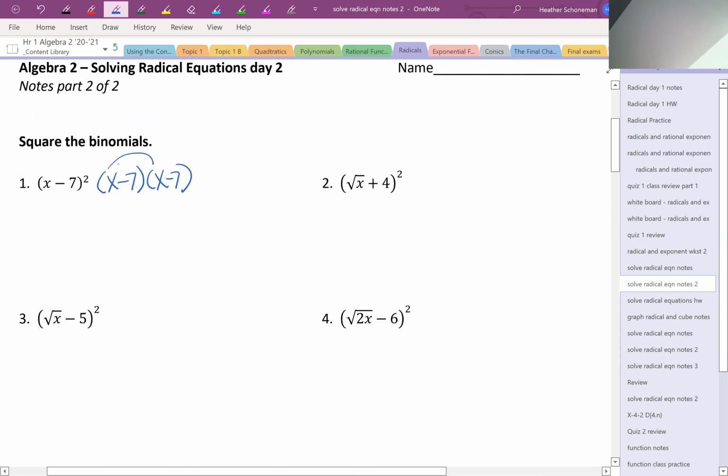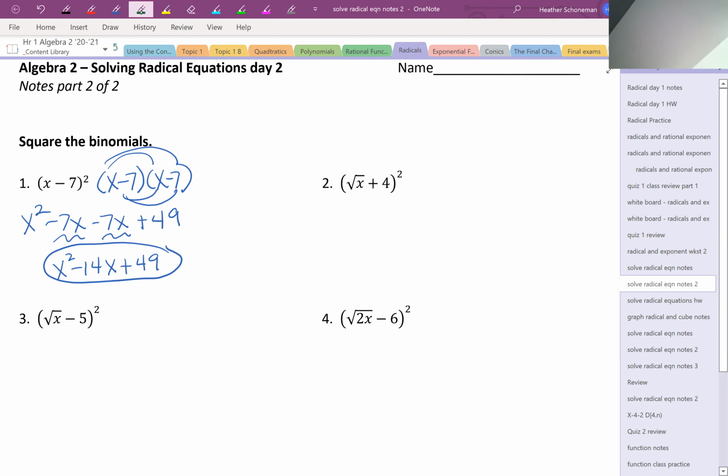So if we square that, we have to FOIL it and take x times x, which is x squared. And we get minus 7x minus 7x, and then plus 49. But before we can finish, we need to combine like terms. So we get x squared minus 14x plus 49. And there is our answer.